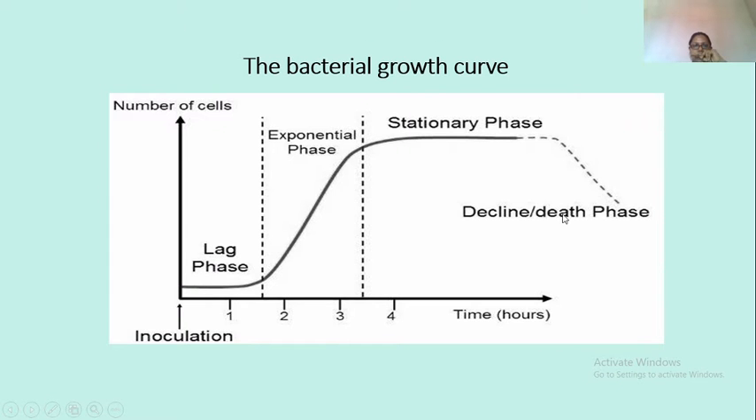This is the bacterial growth curve, and you can see on the x-axis you have the time in hours, and on the y-axis the number of cells. These are the four phases that we have just enumerated: lag phase, log phase or exponential phase, both are the same, stationary phase, and then the phase of decline. Now one by one we will discuss the different phases.